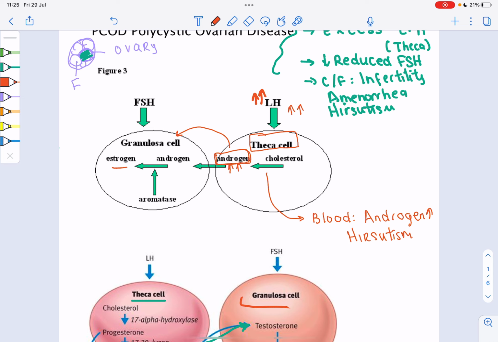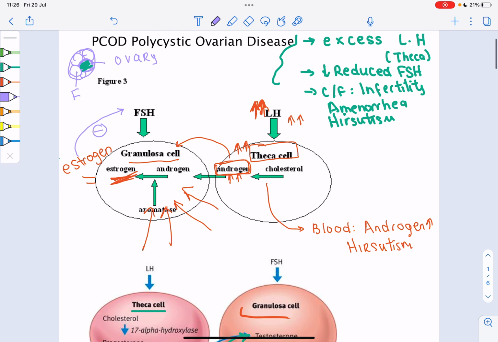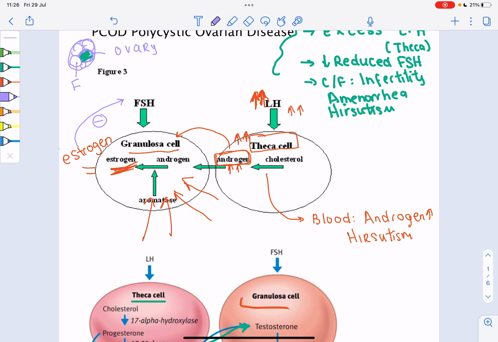Also, the androgens are going into the granulosa cell to be converted into estrogen. Fine. But there's too much luteinizing hormone, don't forget, meaning that there's a lot of androgens going into the granulosa cell, which are overburdening the granulosa cell. The only outcome will be excess estrogen. The more estrogen you have, the more FSH will be inhibited because of negative feedback. So as FSH gets inhibited, we will have a lot of reduced FSH. In the end, we will have an LH to FSH ratio of 2 to 1.